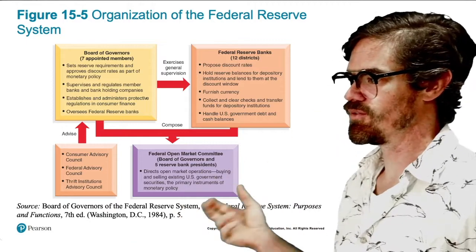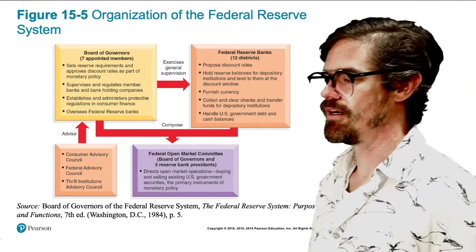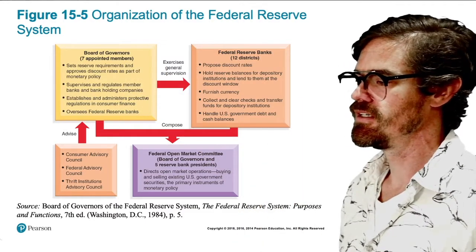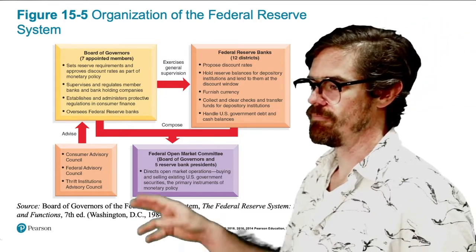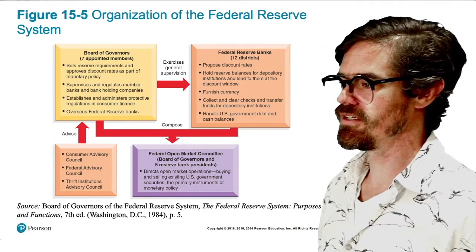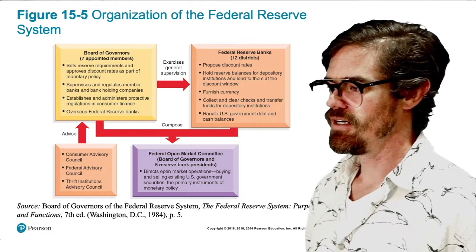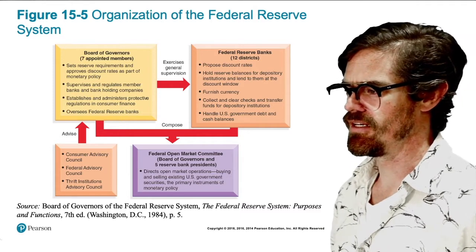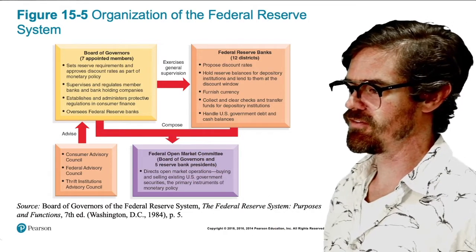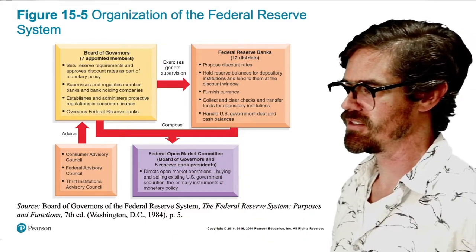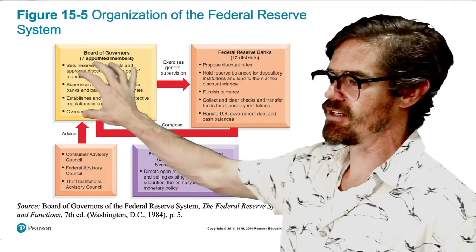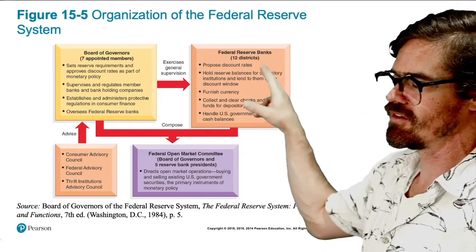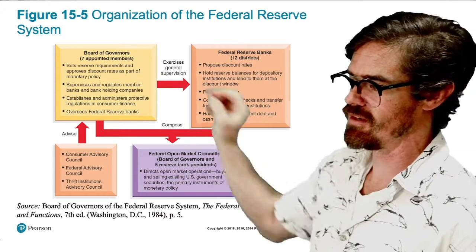Here's a graphic of how the organization of the Fed works. You've got your Board of Governors, which are these 7 appointed members that sit for 14 years. They do things like set reserve requirements and approve discount rates. They supervise and regulate member banks. They establish and administer protective regulations in consumer finance, and they oversee the Federal Reserve banks. They exercise supervision over the 12 district banks. So these banks propose discount rates, which they then approve.